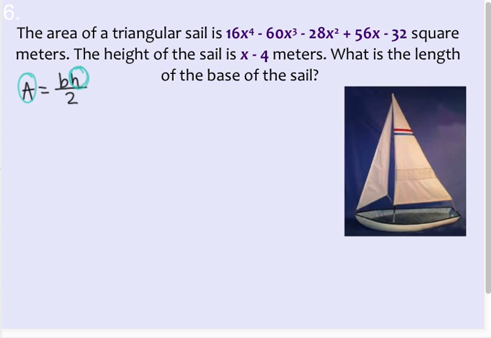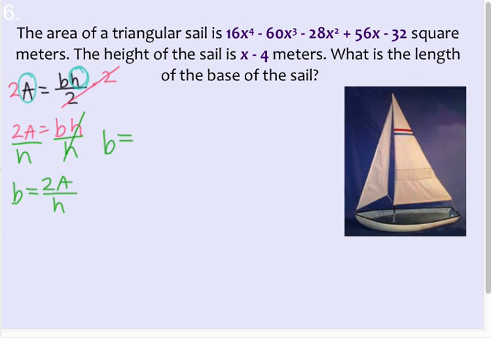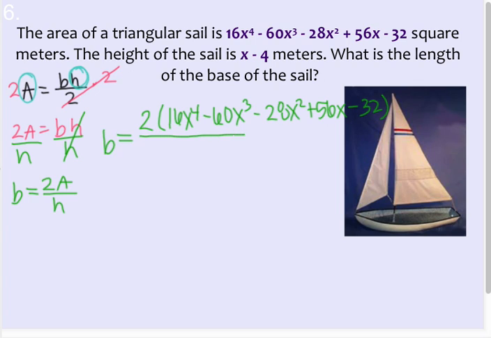So what I would do is solve this equation so we know what b is equal to. First thing I need to do is multiply both sides by 2. So I have 2a is equal to b times h. And I'm trying to solve for b, so I would divide by h on both sides. So my base is equal to 2 times the area divided by the height. So let's just go ahead and set this up. My base is equal to 2 times the area. So 2 times my area is 16x to the 4th minus 60x to the 3rd minus 28x squared plus 56x minus 32. All being divided by the height, which is x minus 4.